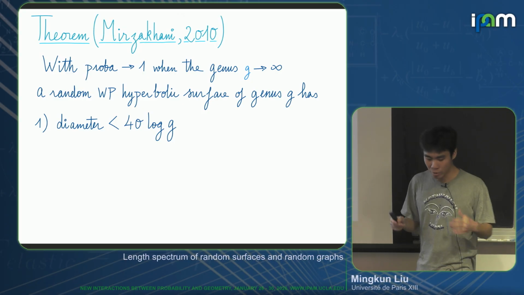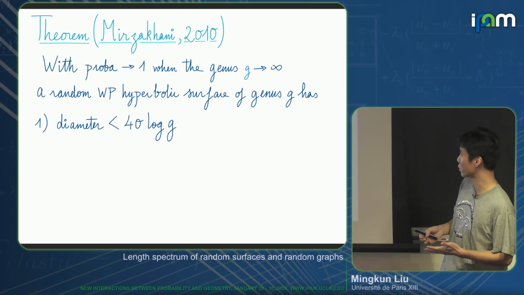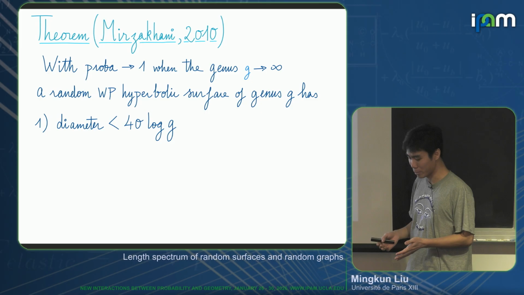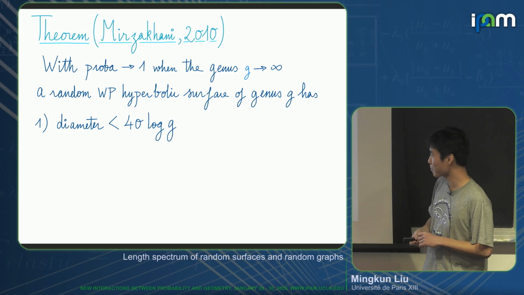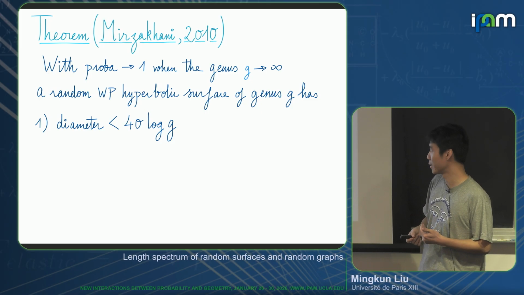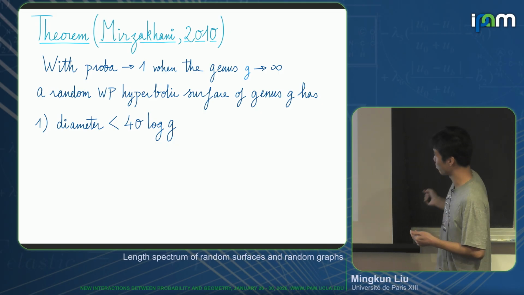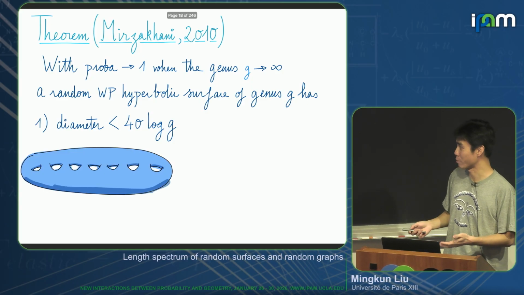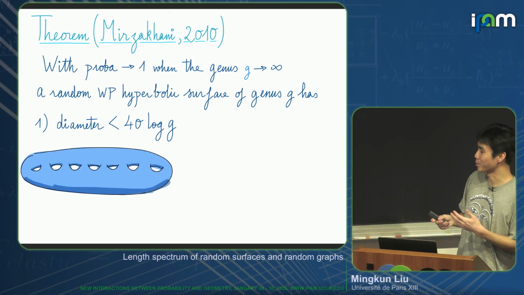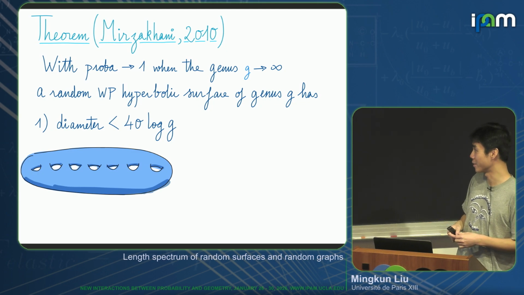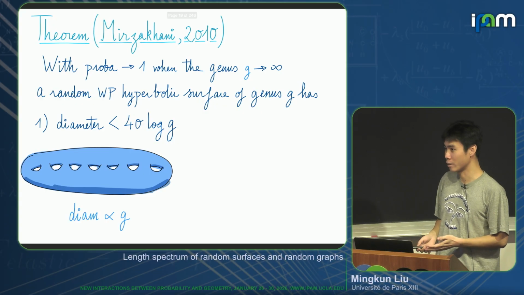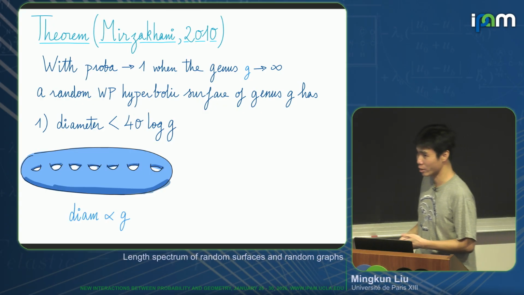First of all, the diameter of the random surface will be bounded by 40 log g, which is quite surprising to me when I read this paper the first time as a geometer, because, for example, if you ask me to draw a surface of very large genus on a blackboard, I think the first idea that will come to my mind will be to do something like this. Right? But it's clearly not typical in this sense, because if you just put the genus on a line, the diameter will grow more or less linearly in g, which is much bigger than log g.